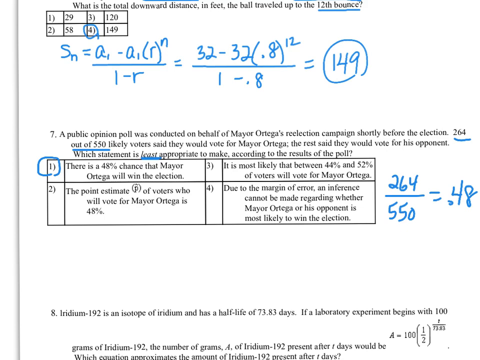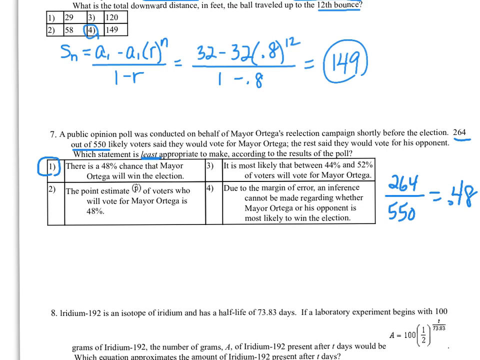So now what I can do is I know that A is equal to 100 times 1/2, and I can take this part of the exponent and bring it to the inside. So that's going to be 1 over 73.83, and then keep the t on the outside. Hopefully you understand that that's a t.